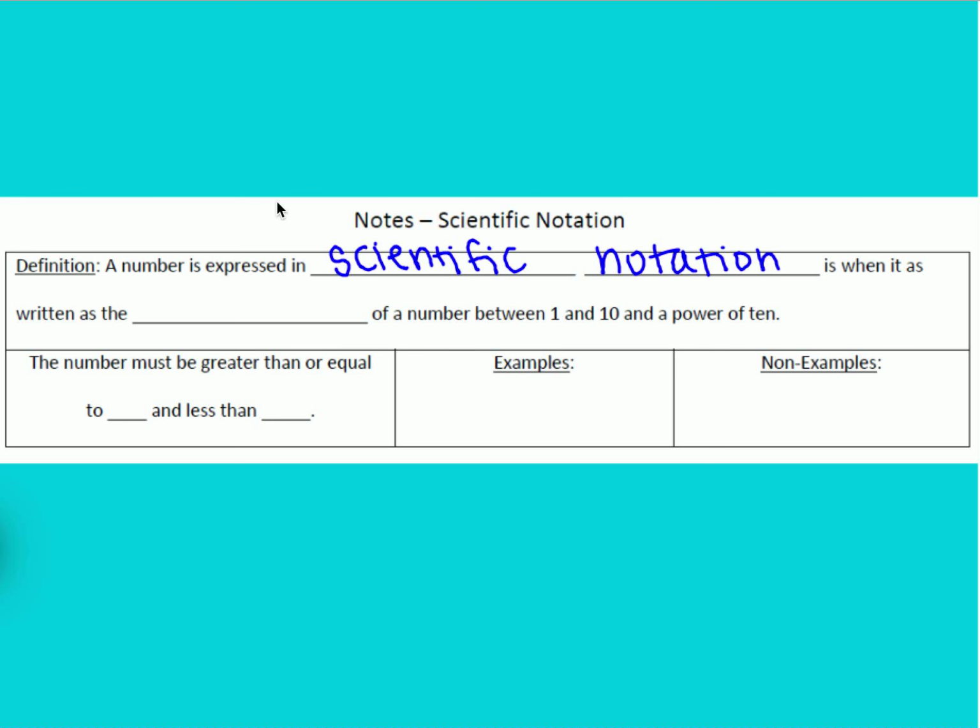Today we're going to be talking about scientific notation. So the definition of scientific notation is: a number expressed in scientific notation is written as the product of a number between 1 and 10 and a power of 10. Remember, the word product is the word for the answer to a multiplication problem, so product is just going to remind us that we're multiplying.